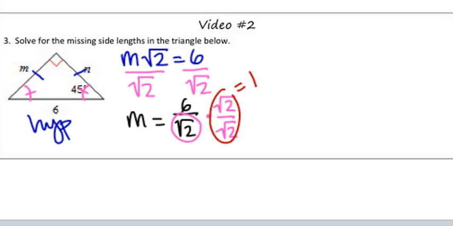Now when we're multiplying fractions, we have to keep in mind that we're multiplying straight across. So this is going to be 6 times the square root of 2 over, now think about it, what's the square root of 2 times the square root of 2? If you need to, you can take out your calculator, but it's not as hard as you think. Square root of 2 times the square root of 2 is just 2.